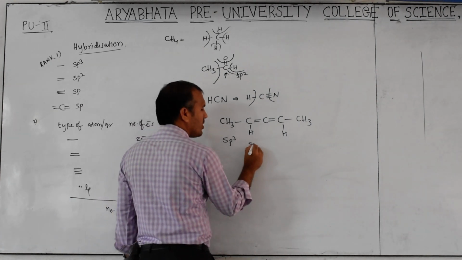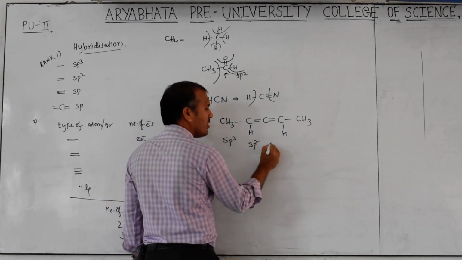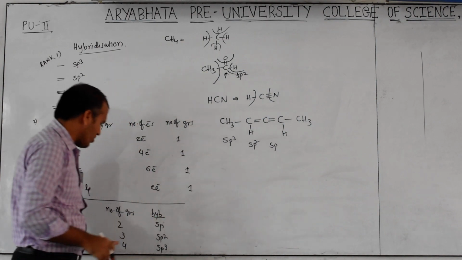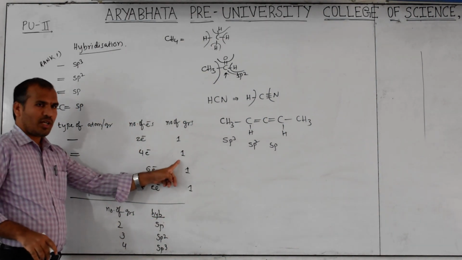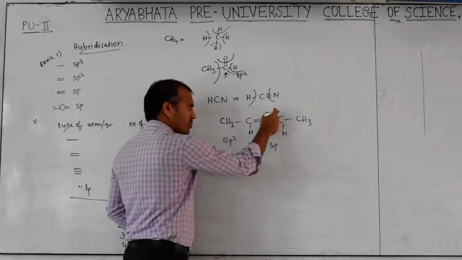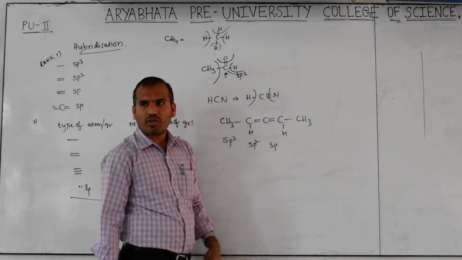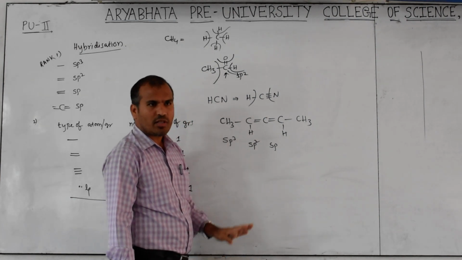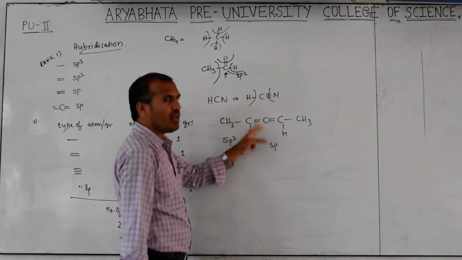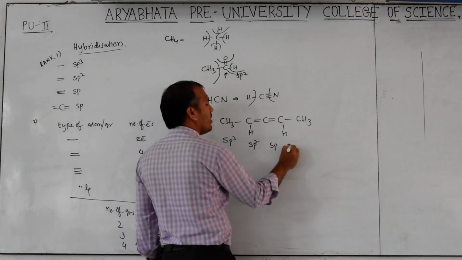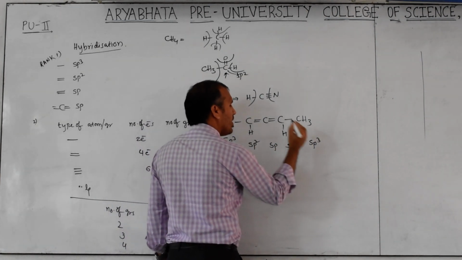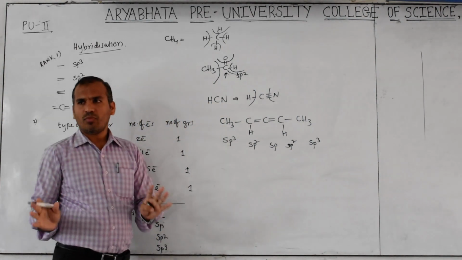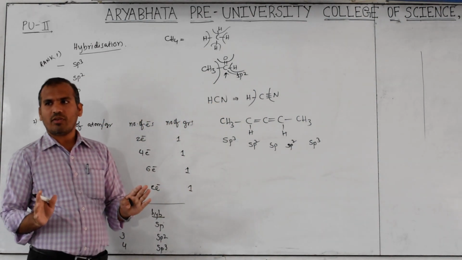So now, what is this? sp2. This is sp. If you follow this method, then a double bond is considered 1. Then this is 1, this is 1. Two groups are there, and two groups means sp hybridization. Anyway, if it is like this also, sp hybridization. Then this is sp2. This is sp3. Like this, if any molecules are given, you have to find out the hybridization.